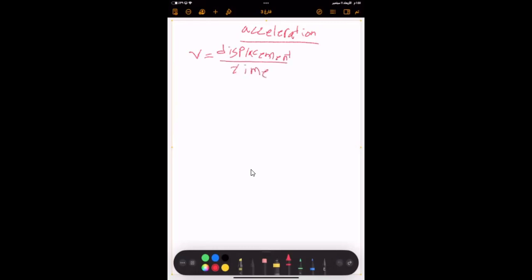Displacement, which is a change in position, equals delta x, change in position, over elapsed time, equals x, final position, minus x naught, initial position, divided by time. This is the velocity.